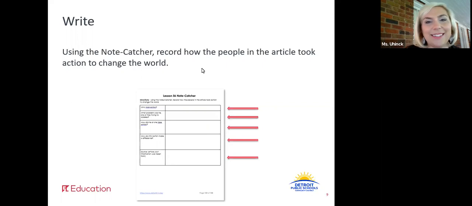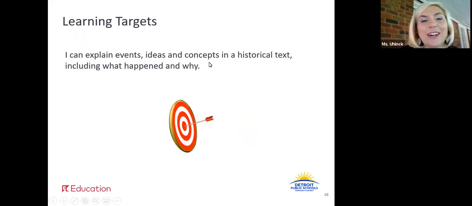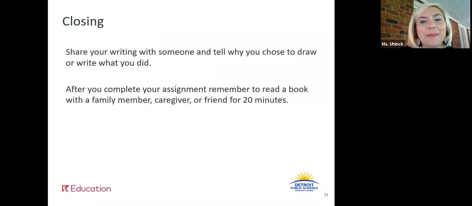All right, great. Let's look at our learning target again. I can explain events, ideas, and concepts in a historical text, including what happened and why. All right, today we really looked at what happened and why did it happen, right? Who felt passionate about a problem and how did they take action and what was the result, right? All right, great job. High five. All right, now share your writing with someone. Tell them why you chose to write what you did.